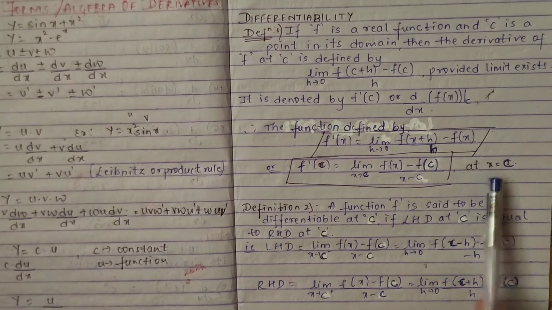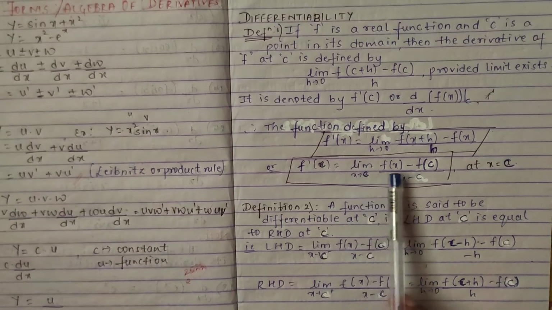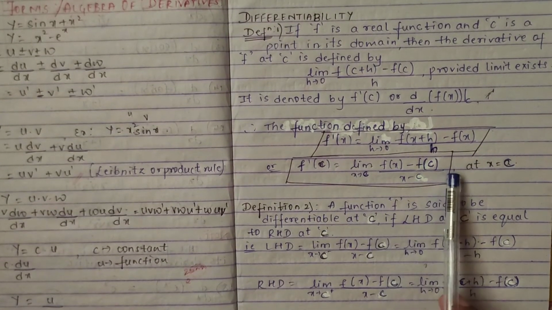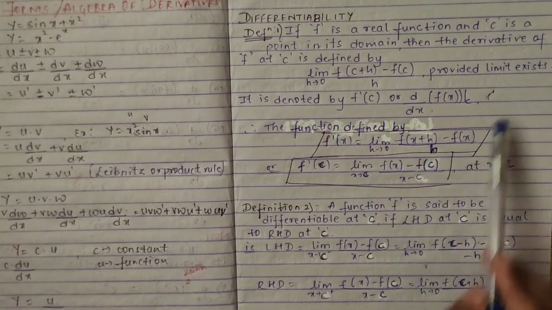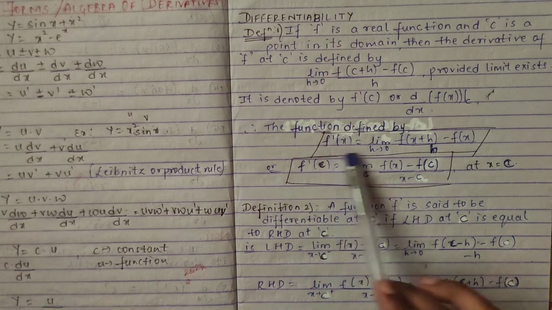In general, at c, how is it given? f dash of c is equal to the limit of f of x minus f of c divided by x minus c as x tends to c. Okay, this is the definition of differentiability.